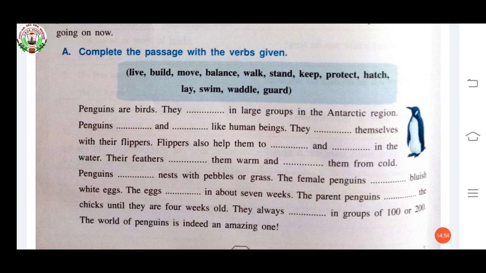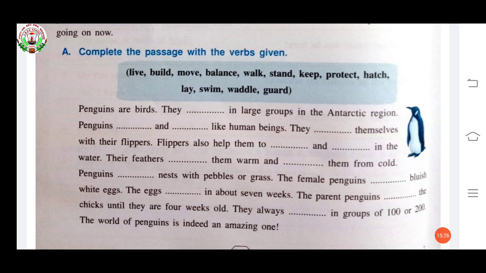The female penguins lay bluish white eggs. The eggs hatch in about 7 weeks. The parent penguins guard the chicks until they are 4 weeks old. They always stand in groups of 100 or 200. The world of penguins is indeed an amazing one.